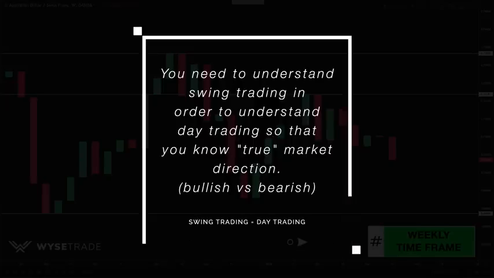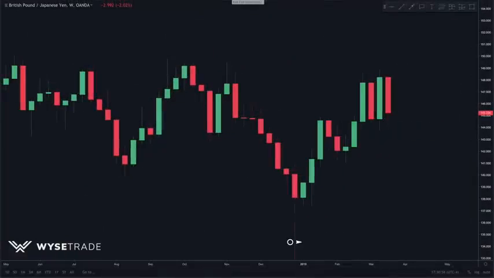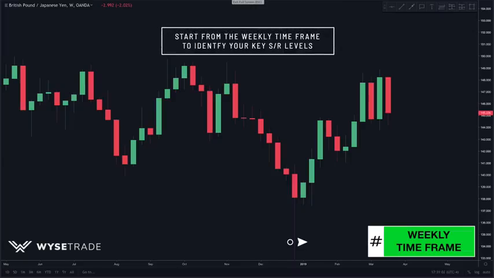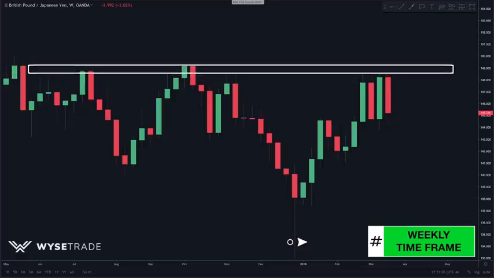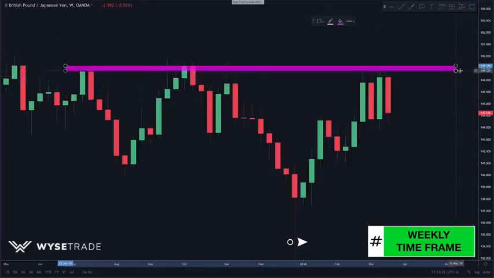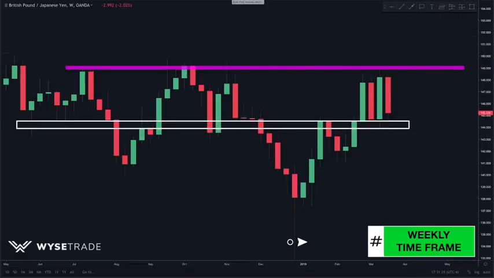Now let's do this from the top down again on another pair. So here's the pound yen. And again, starting from the weekly time frame, we want to identify our key weekly levels. Along the top, we first spot this obvious level of resistance, so we draw it in. Next, we spot this level here with multiple rejections, so we draw it in.